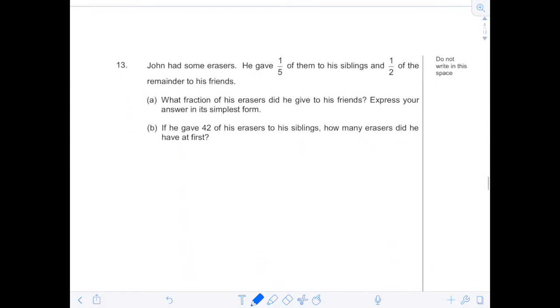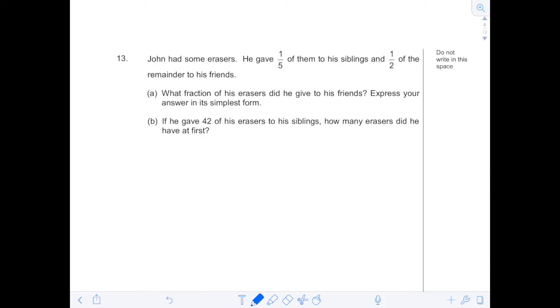Okay, question 13. John had some erasers. He gave 1/5 of them to his siblings and half of the remainder to his friends. What fraction of his erasers did he give to his friends? Express the answer in simplest form. Okay, so you see the word remainder here. Your alarms should be sounding already, yeah? You know what kind of question it is. So you should always try to draw a model when it comes to remainder of fractions.